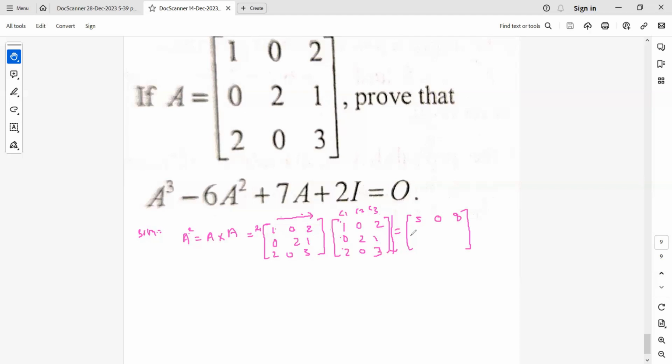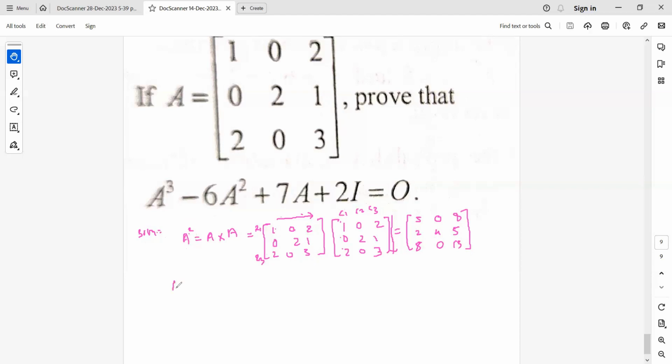Similarly, multiplying R2 with C1, C2 and C3, we get the elements as 2, 4 and 5. So you all know now how to multiply it. And then similarly, elements of R3 we multiply with C1, C2 and C3. So we get 8, 0 and 13. This you can consider as equation 1, that is A square we have obtained.